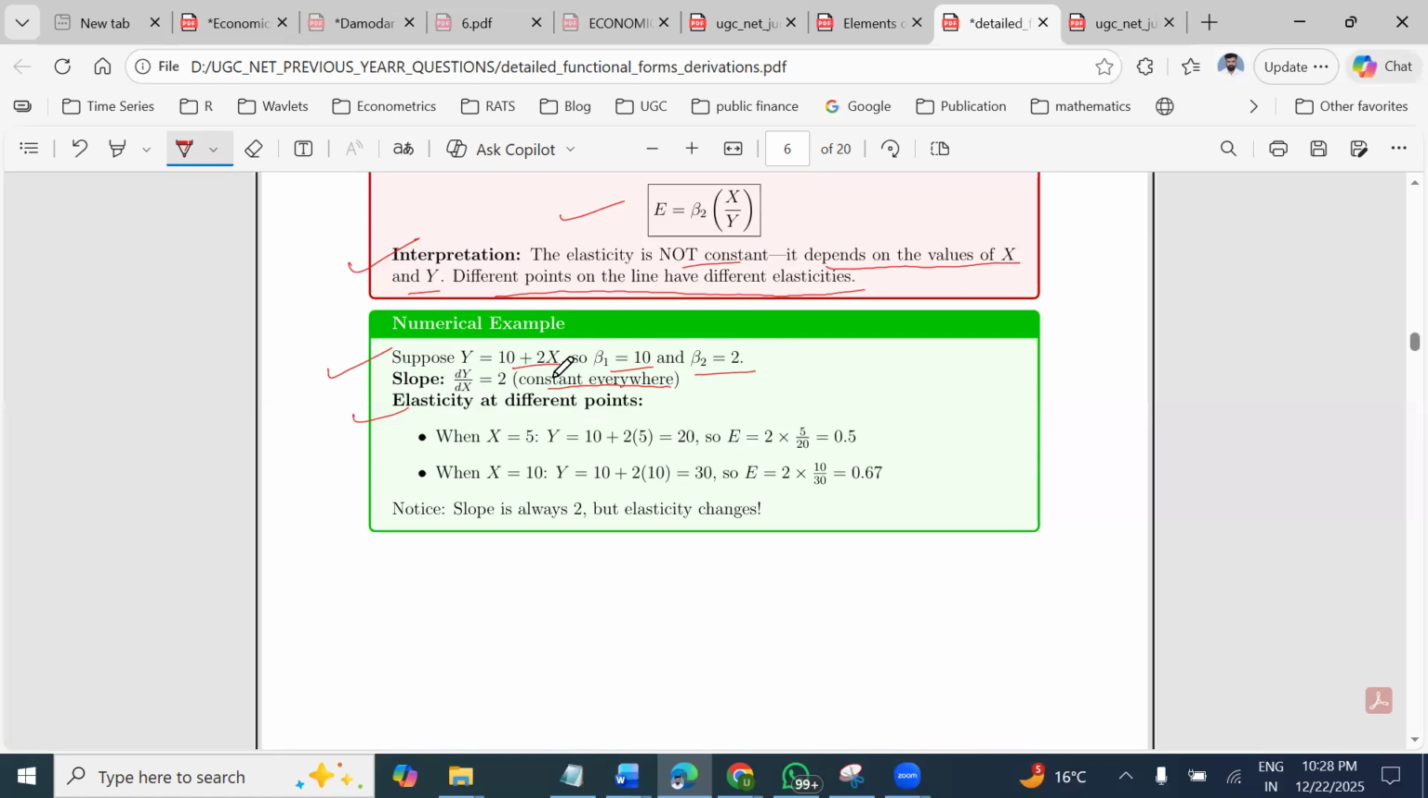Are you getting? Now, if you calculate elasticity at different points, how will you calculate? Because this is your regression equation, y on x. When x is equal to 5, you will be calculating y as 10 plus 2 times 5, so elasticity is 0.5. When x is equal to 10, it is 0.67. Are you getting my point? So what is happening? Slope is always 2, but elasticity changes.